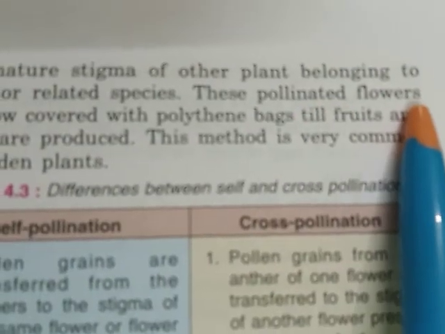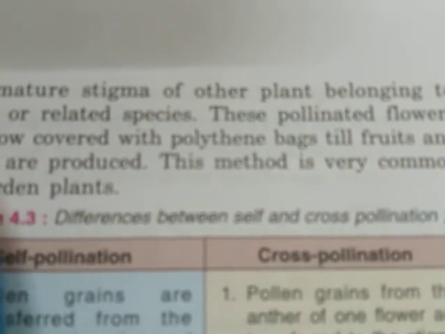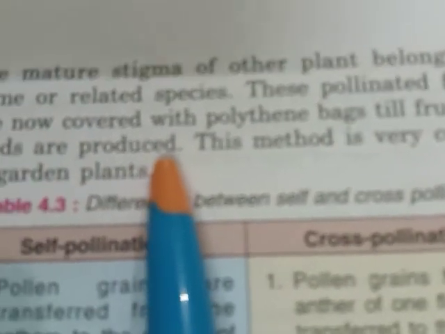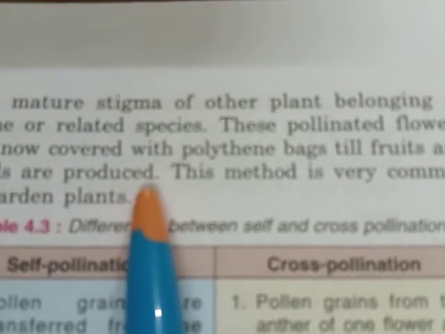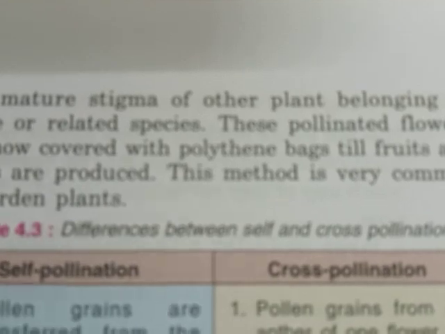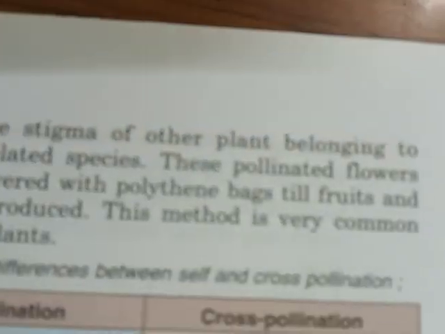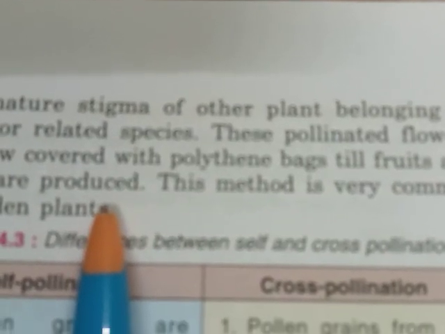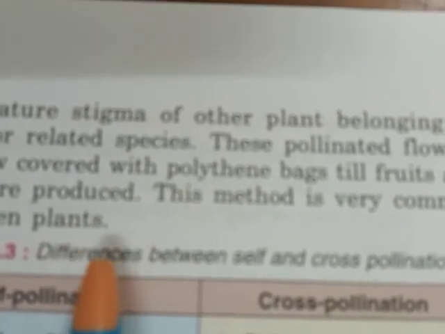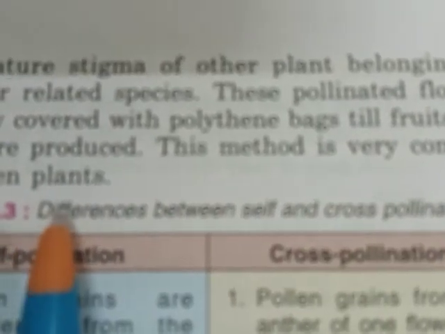These pollinated flowers are now covered with polythene bags till fruits and seeds are produced. They are covered with a polythene bag so that no other pollen grain can reach the stigma. So they are covered by the polythene bags till they produce the fruits and seeds. This method is very common in garden plants.